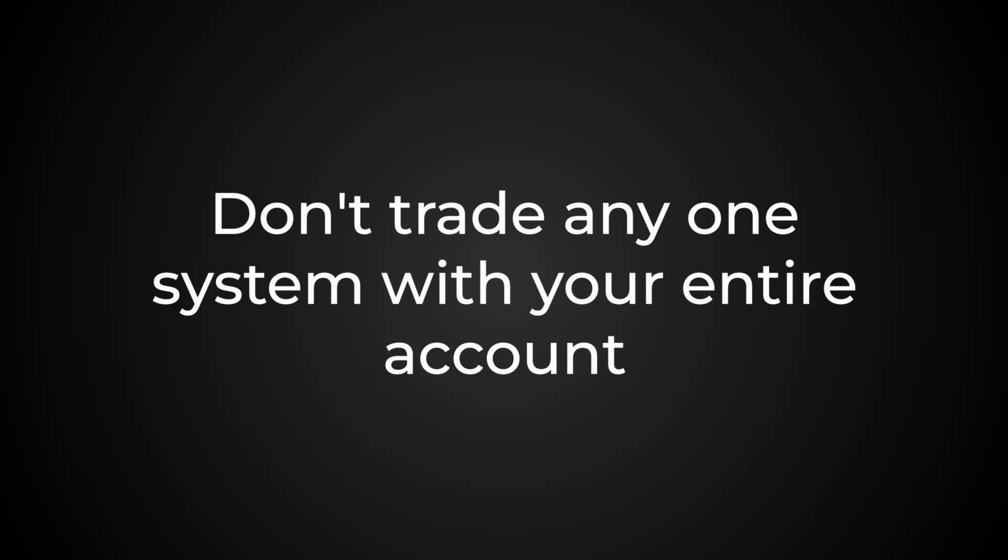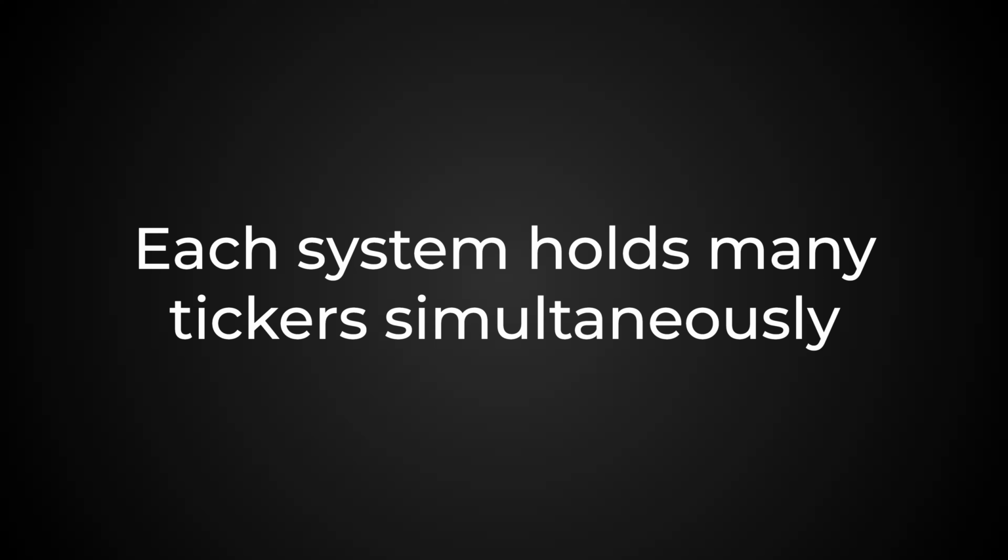When you're trading systematically, there's a couple of layers of protection that you've got here. First of all, you don't trade any one system with your entire account. So each strategy, each system should have a percentage allocation to it. In my portfolio, the maximum allocation is about 20% to any one strategy. Then on the short side, each system holds many tickers simultaneously. So one short system that is allocated, say 10 or 15% of your account might have 20 different holdings. And each of those holdings might be 5% of the capital allocated to that system. So by the time you get all the way down to the individual position level, your trades are really small.